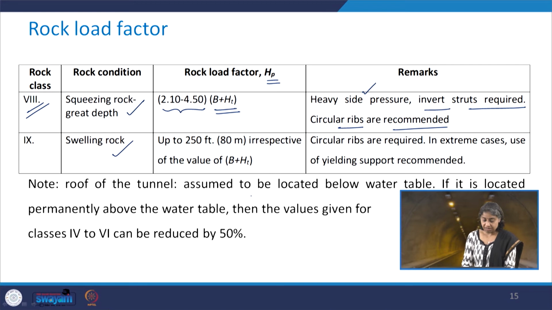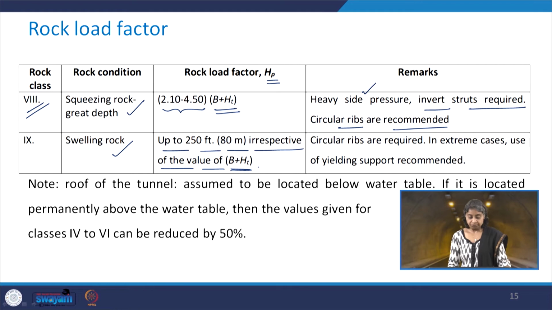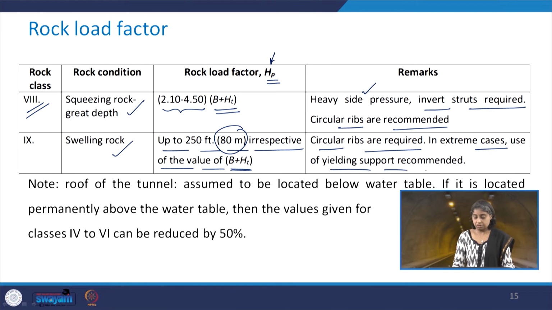In case of the swelling rock condition, we have this as up to 250 feet or 80 meters irrespective of the value of B plus HT. So here this rock load factor, that is HP, will be up to 80 meters. In this case circular ribs are required, and in extreme cases the use of yielding supports is also recommended.